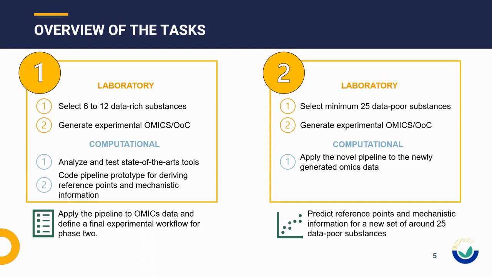Phase 2 also consists of a laboratory and a computational part. On the laboratory part, the applicant will need to select a minimum of 25 data-poor substances and generate experimental omics organ-on-chip data. On the computational part, the applicant will need to apply the novel pipeline to the newly generated omics data to predict reference points and mechanistic information.